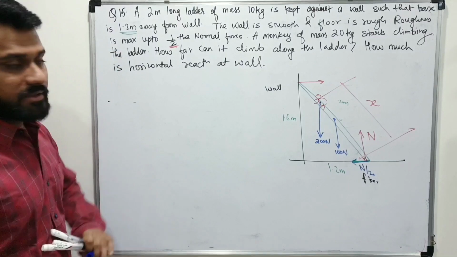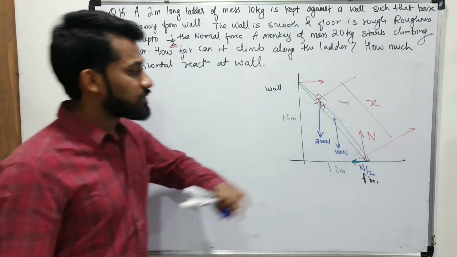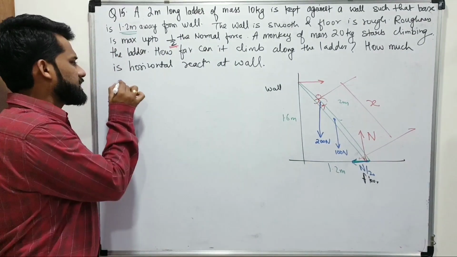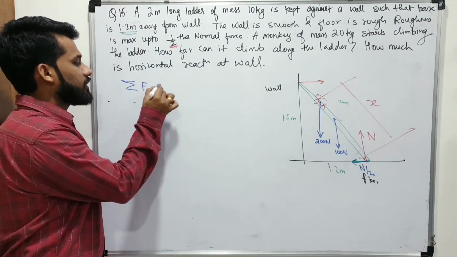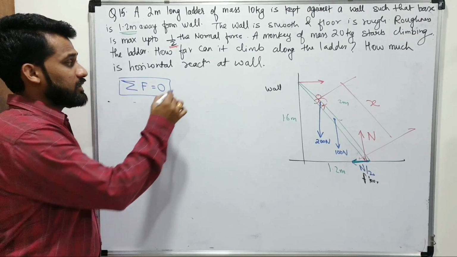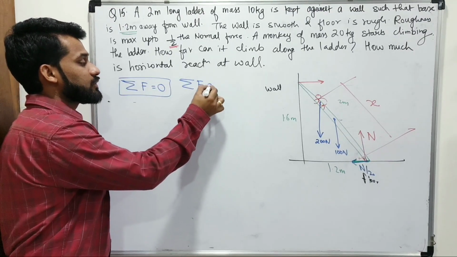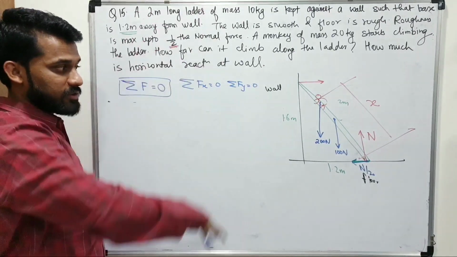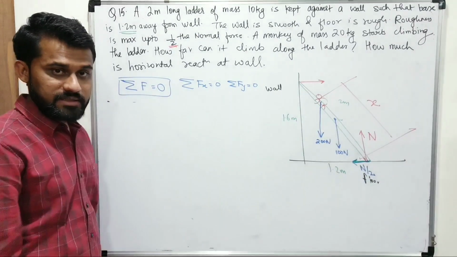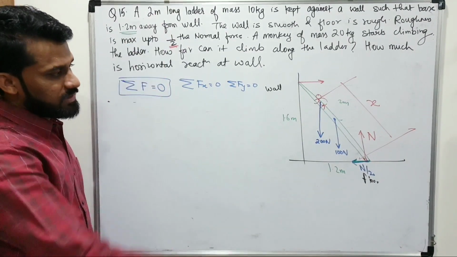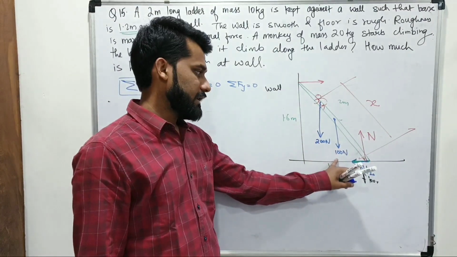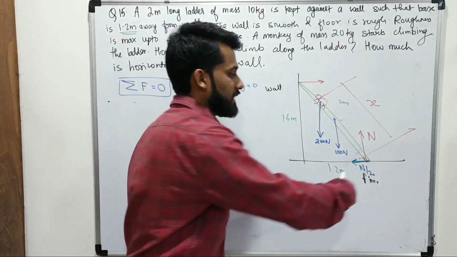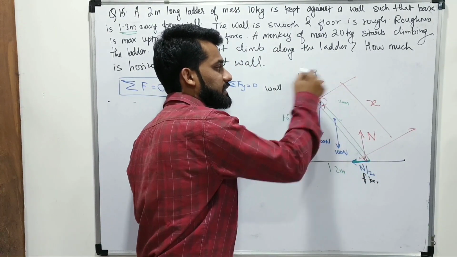For the equilibrium case, all forces should cancel and all torque should cancel. So let us deal with forces first. The sum of all forces should be 0 for equilibrium. Therefore, the sum of all forces along x should be 0, and the sum of all forces along y should also be 0. Means vertically the forces should cancel, horizontally the forces should cancel. Right? So how many vertical forces are there? 200, 100 and N. These are the vertical forces. N by 2 and this horizontal reaction are the horizontal forces.